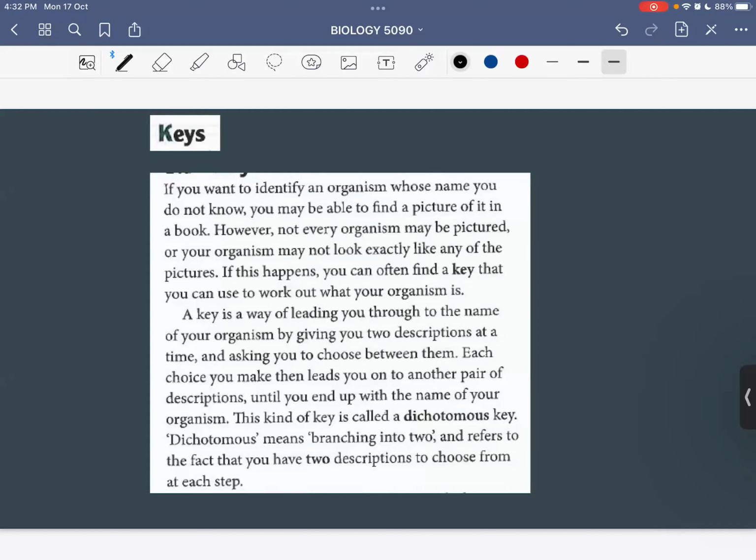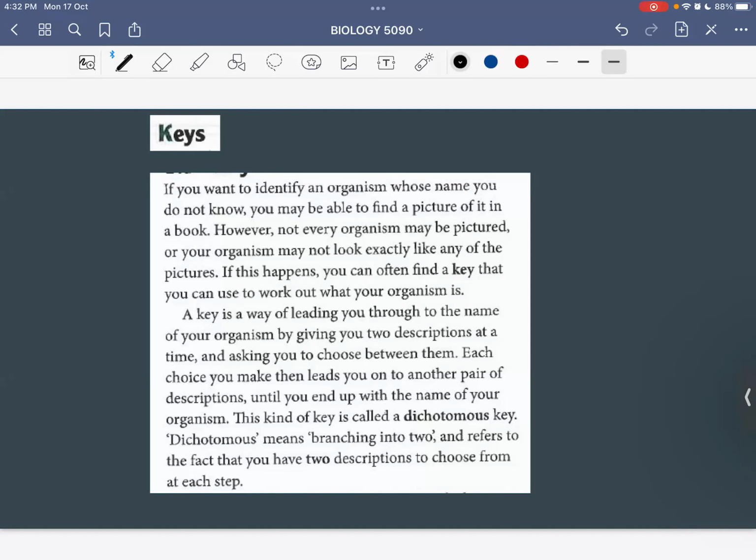Starting to record. Now see, it says, if you want to identify an organism whose name you do not know, you may be able to find a picture of it in a book. However, not every organism may be pictured, or your organism may not look exactly like any of the pictures. If this happens, you can often find a key that you can use to work out what organism it is.